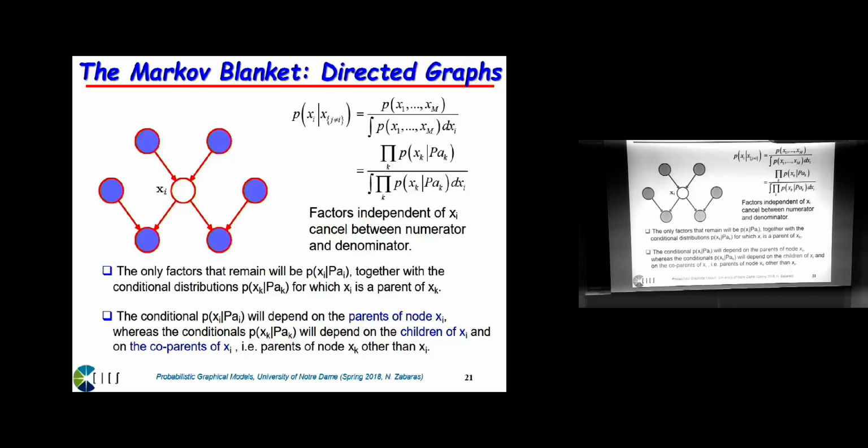And what distributions contain xi is the distribution of xi given its parents, all right? Those two nodes. And then the distribution of the children of xi, and that depends also on the co-parents. So these children depend on xi and the co-parents. You see those are the only distributions that are going to stay? Yep. So basically this set of nodes that you see there are the Markov Blanket.